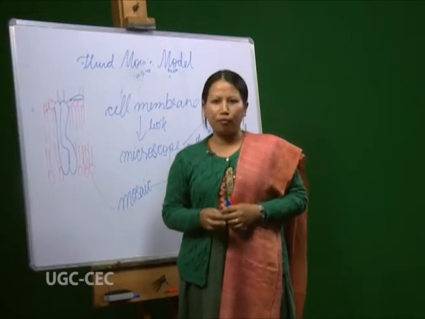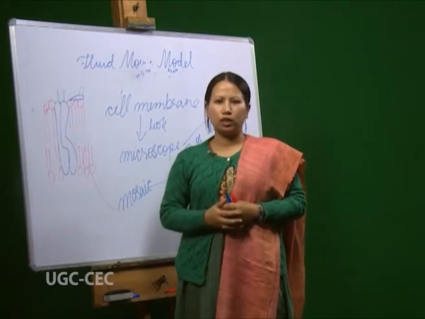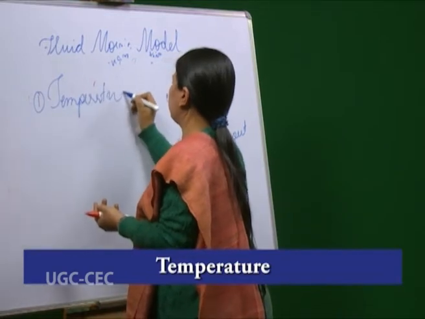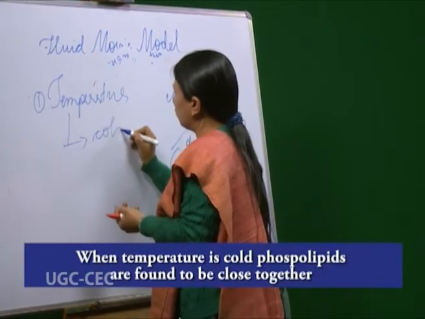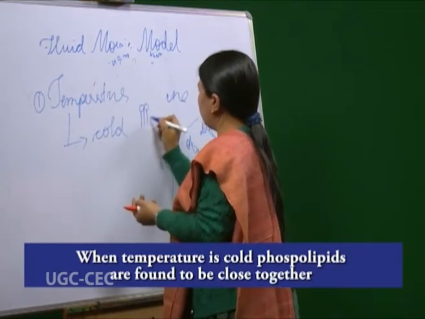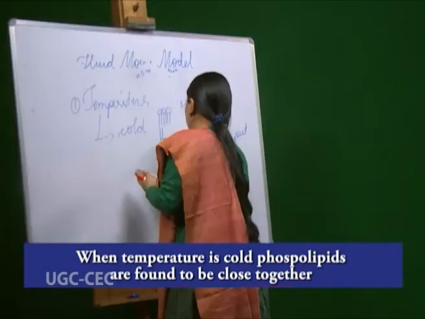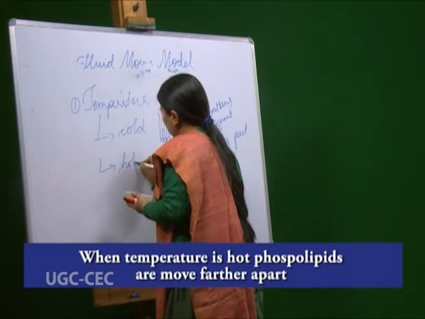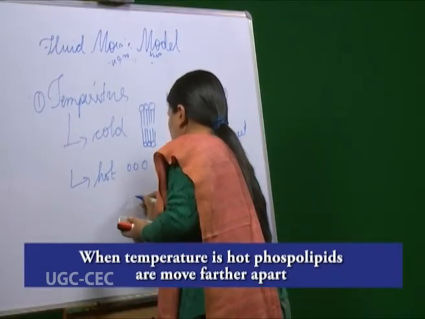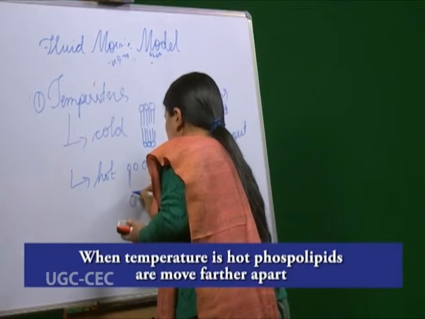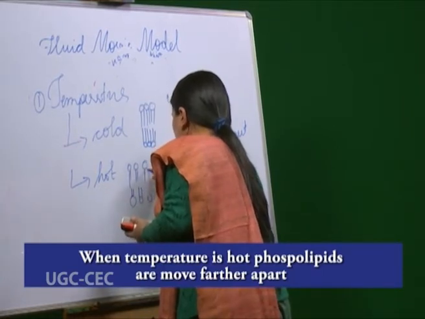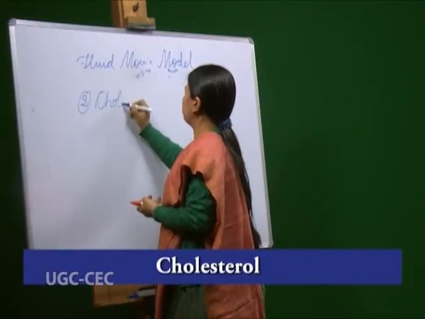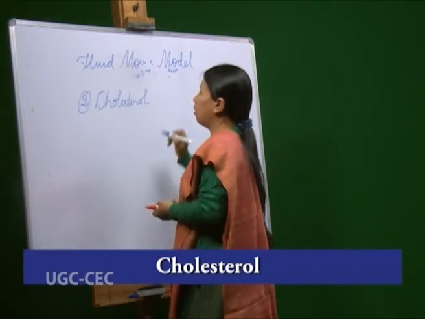There are three main factors that influence the cell fluidity. First is the temperature. When the temperature is cold, they will stick together. And when it's hot, they will move apart. Next is the cholesterol.